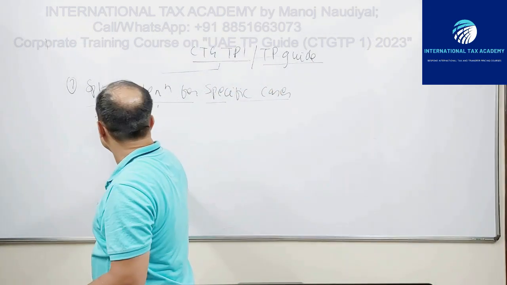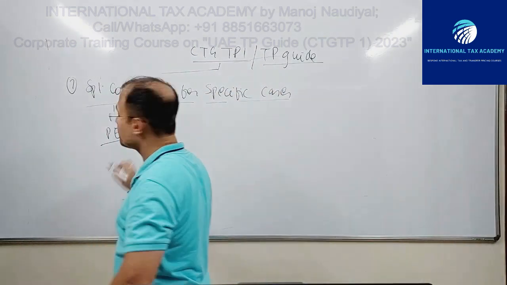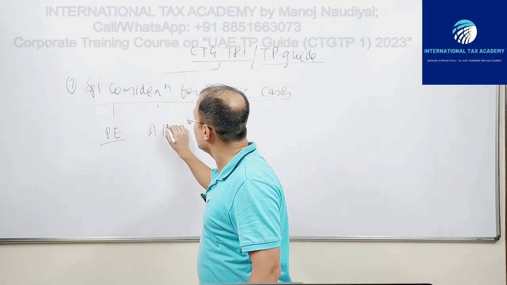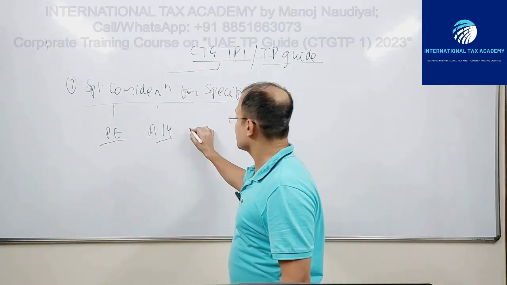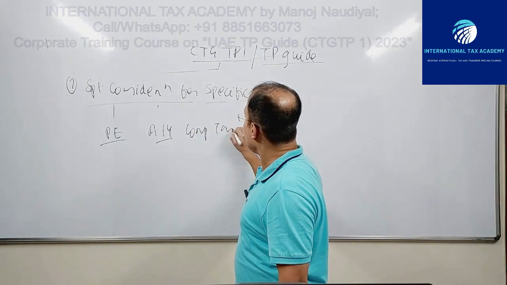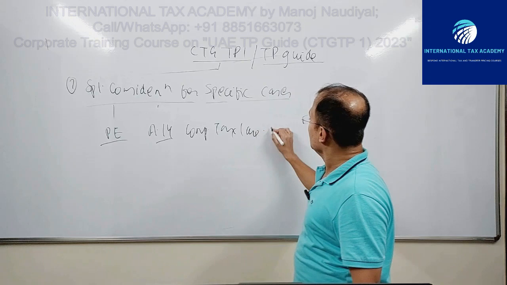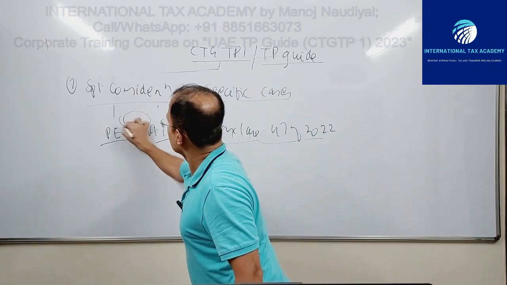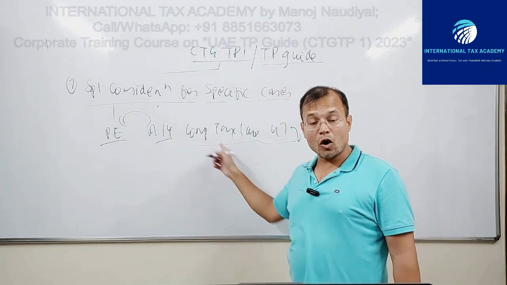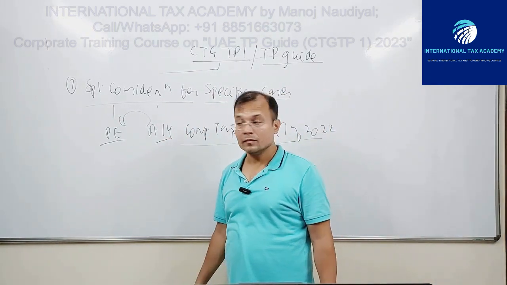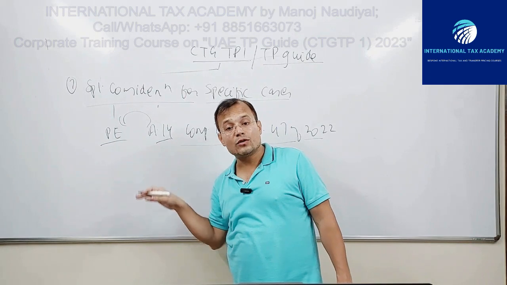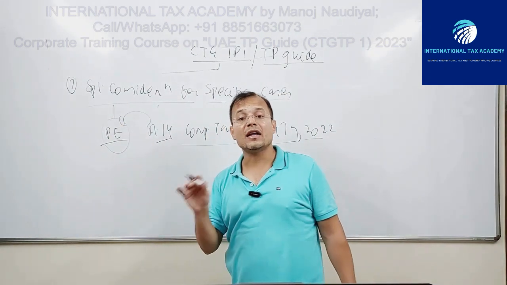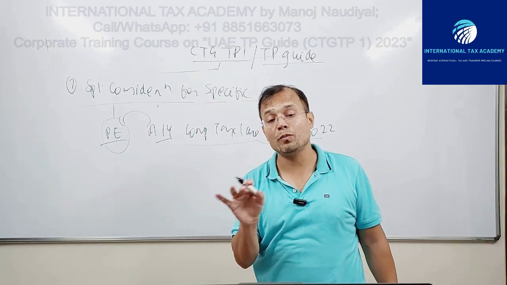PEs, permanent establishments. PEs are defined in Article 14 of the Corporate Tax Law, that is 47 of 2022. Article 14 of this Corporate Tax Law defines PEs. Here, in the case of CTGTP 1, that is the TP guide on PEs, the issue arises of how you attribute the profits to permanent establishments.